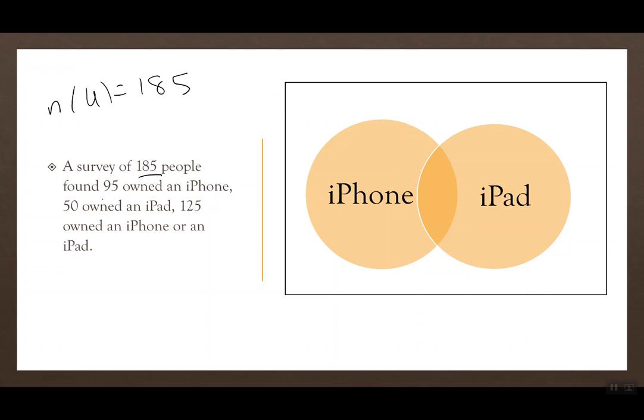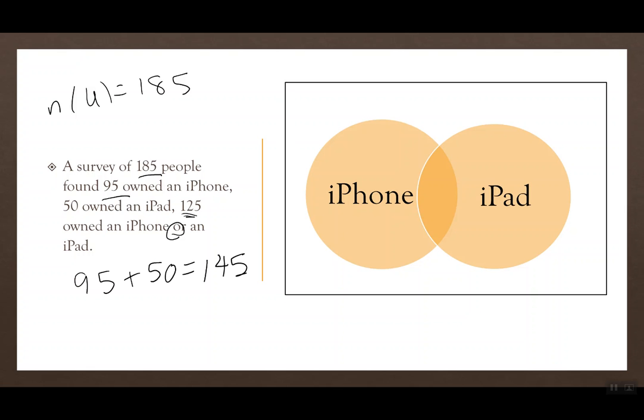Okay. Then I have 95 that own an iPhone. So that'll be what's going to go in here eventually. And then I had 50 that had an iPad. But then 125 had an iPhone or an iPad, and that or is important. So what I want to see is the 95 that had the iPhone plus the 50 that had an iPad. That would add up to 145.